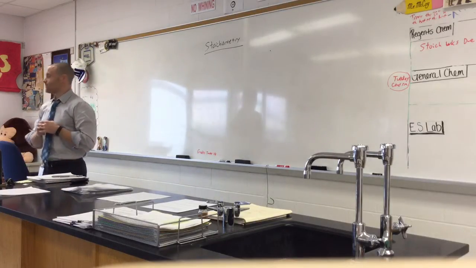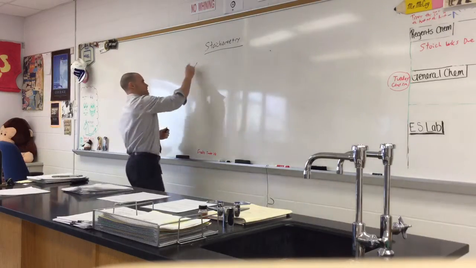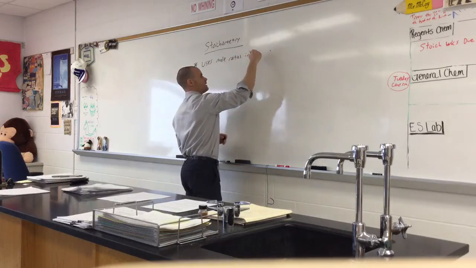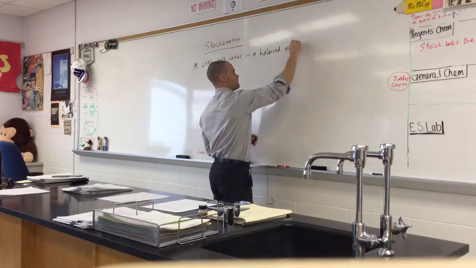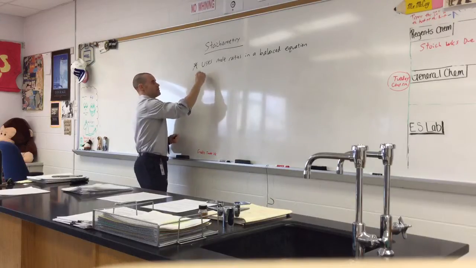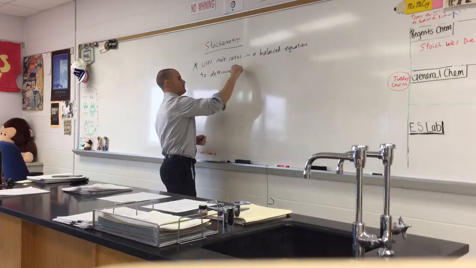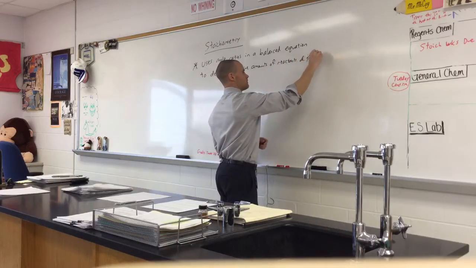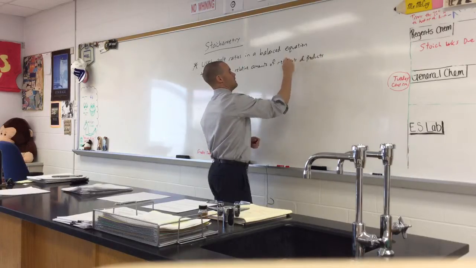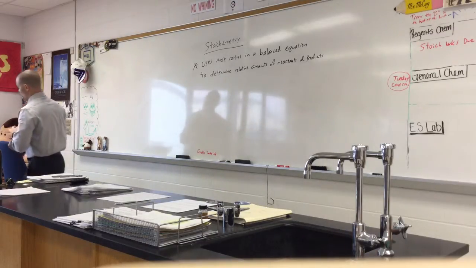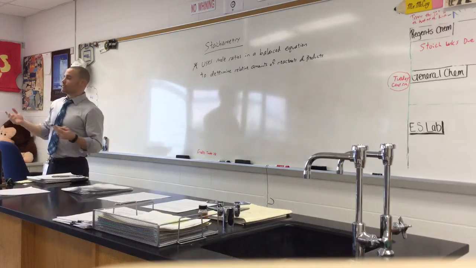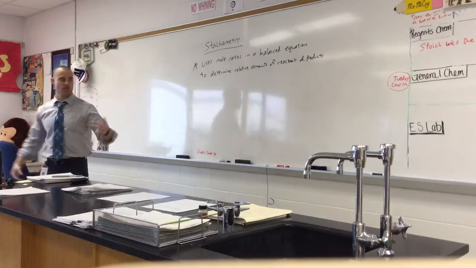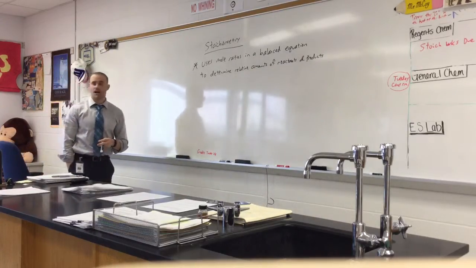If you understand what ratios mean, or what a ratio is, that's all stoichiometry is. Let me summarize. Stoichiometry uses mole ratios in a balanced equation to determine relative amounts of reactants and products. That may confuse you, but that's okay. Mole ratios in a balanced equation. What does that mean? The big numbers in front, right? 2s, 3s, 4s, the coefficients. To determine relative amounts of reactants and products. So basically how much of a reactant, how much of a product.